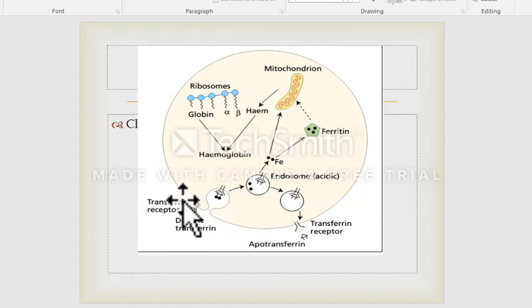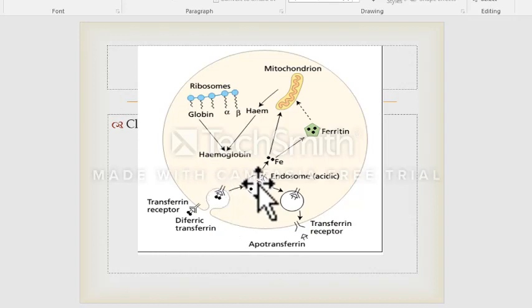Now this is a cell. We consider this cell as erythroblast, where the process of hemoglobin synthesis will occur, and for the process of hemoglobin synthesis, iron is required. There are specific receptors on the surface of erythroblast, which is known as transferrin receptor. This transferrin will bind with these receptors, and the cell will take this iron in as an endosome by the process of endocytosis.